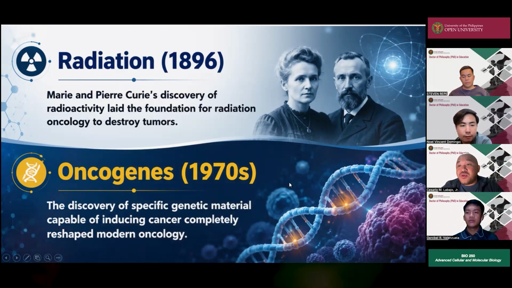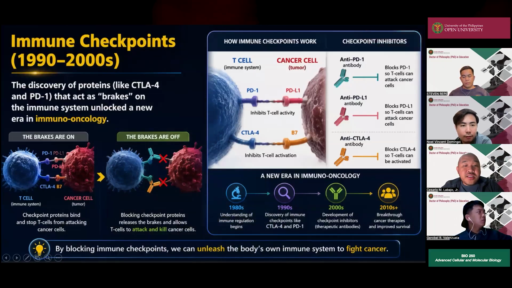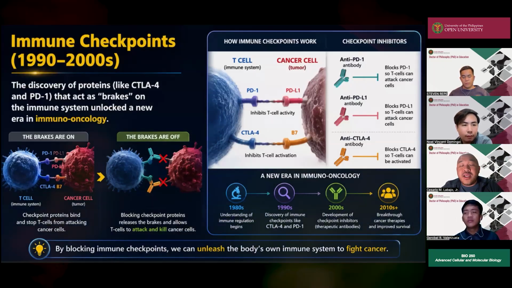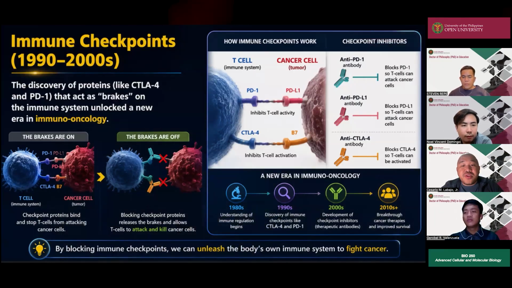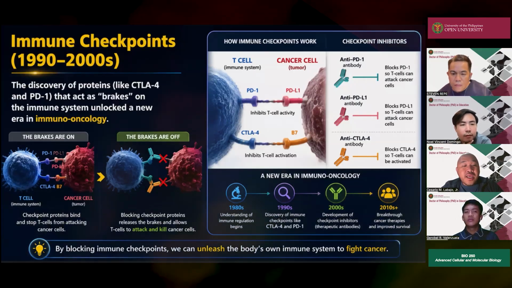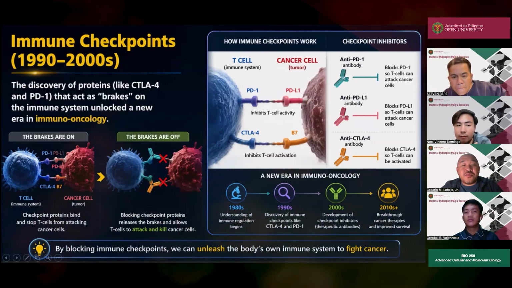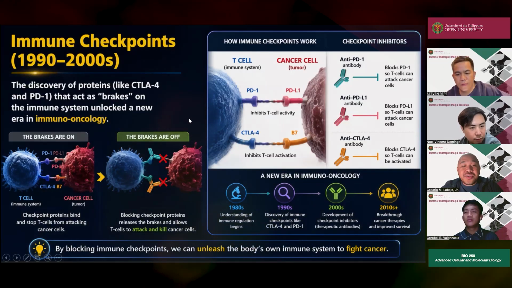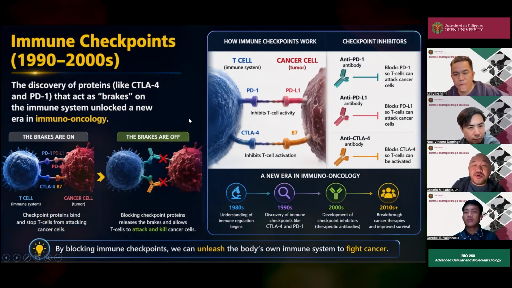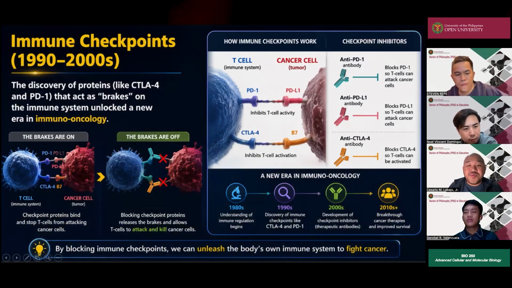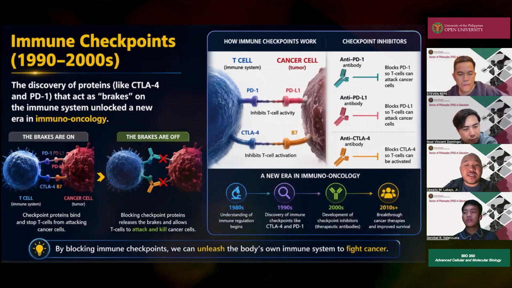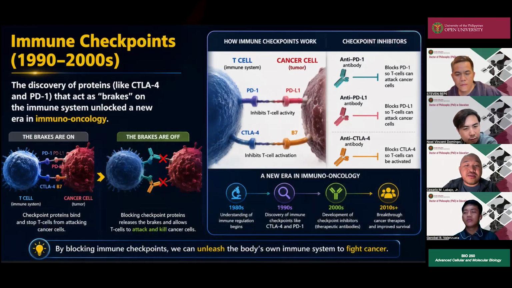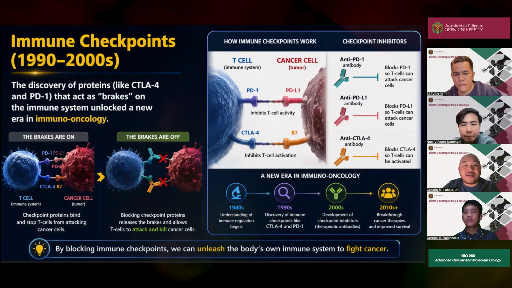Next, the immune checkpoints. These immune checkpoints such as CTLA-4 and PD-1 act like brakes on the immune system. Normally, these checkpoints prevent the immune system from attacking healthy cells, but cancer cells use these checkpoints to protect themselves. Checkpoint inhibitor drugs help release these brakes so T cells can recognize and attack cancer cells.